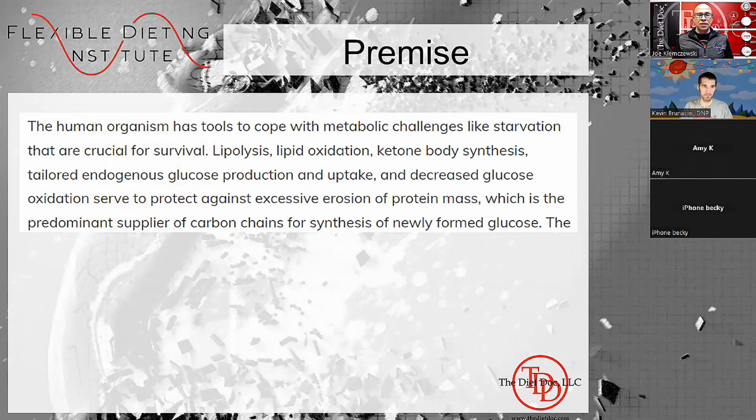So the human organism has tools to cope with metabolic challenges like starvation that are crucial for survival. Lipolysis, lipid oxidation, ketone body synthesis, tailored endogenous glucose production and uptake, and decreased glucose oxidation serve to protect against excessive erosion of protein mass, which is a predominant supplier of carbon chains for synthesis of newly formed glucose.